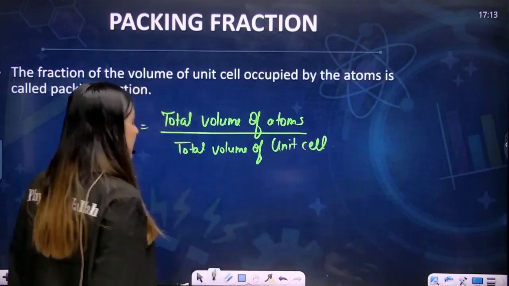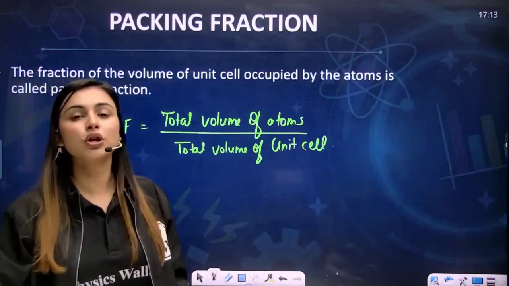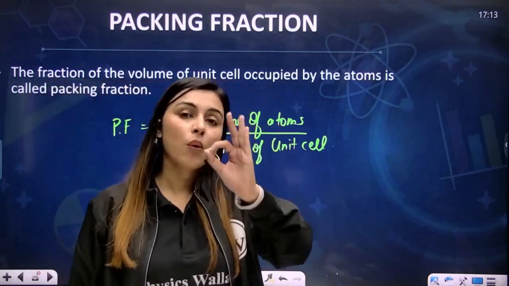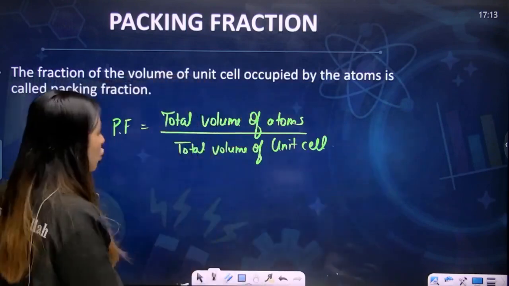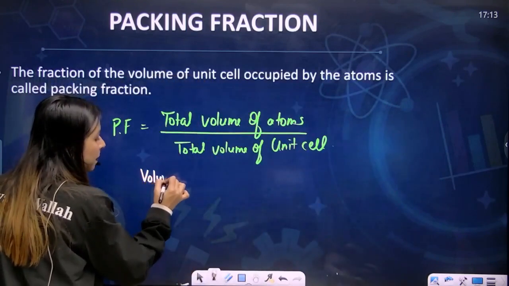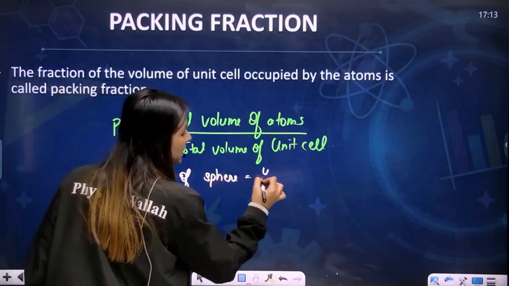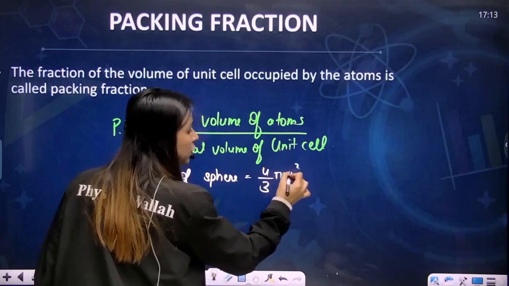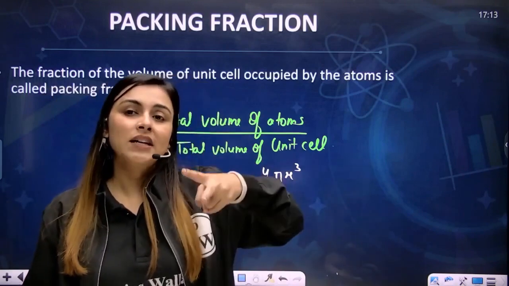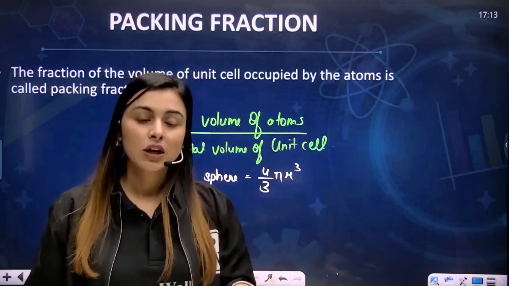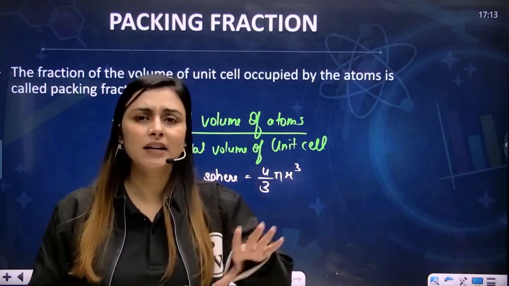Now let's try to find out this. If you want to find out the total volume of atoms, you know that one atom is a sphere, right? So the volume of a sphere is given by 4/3 pi r cube. I hope you're clear with this. Now let's say you have effectively 2 atoms present in the unit cell. So how much volume of the atoms is present? 2 into the volume of one atom, because the atoms would be the same.